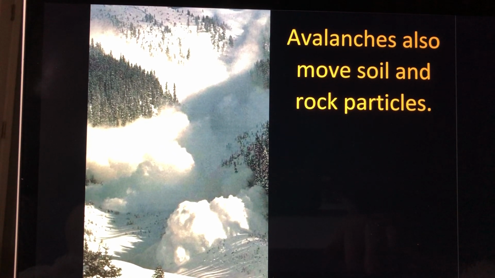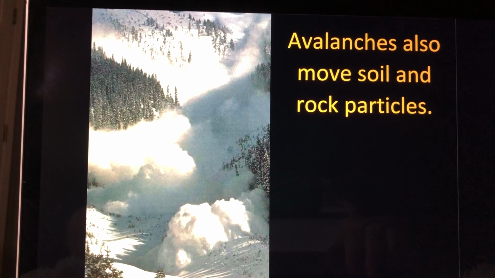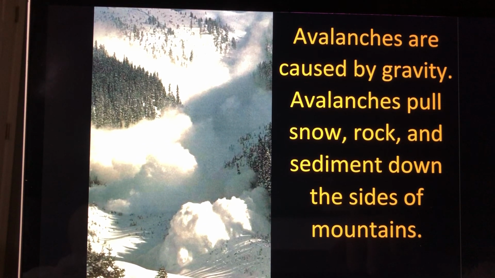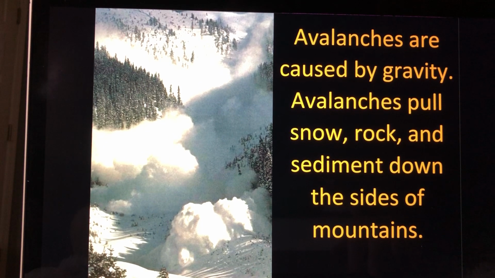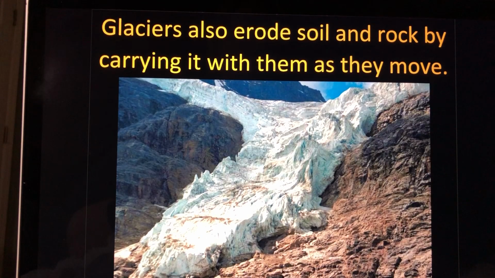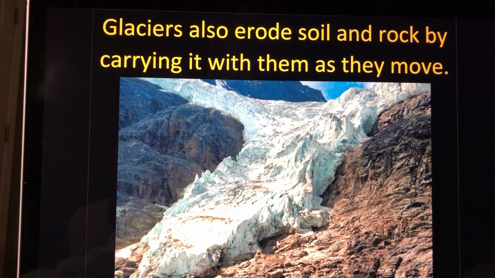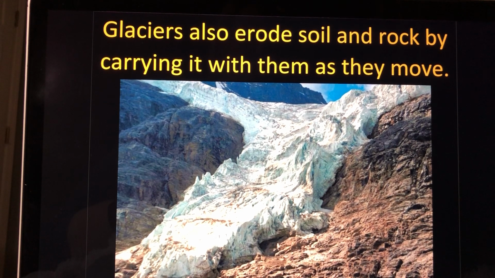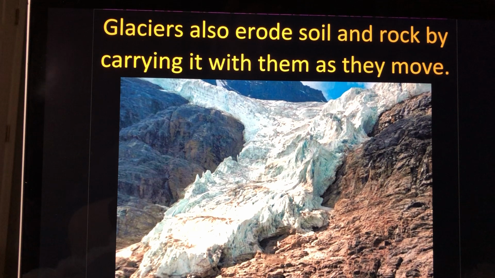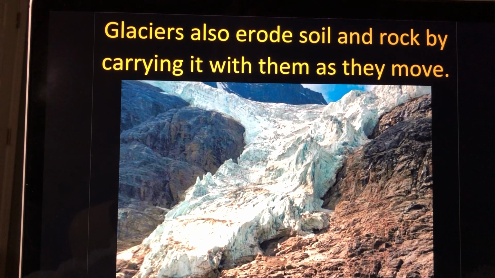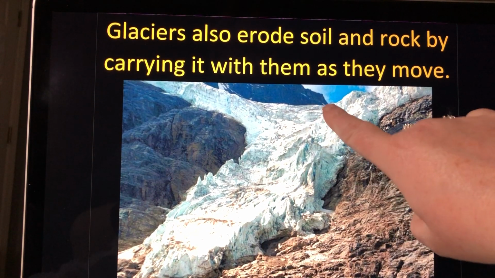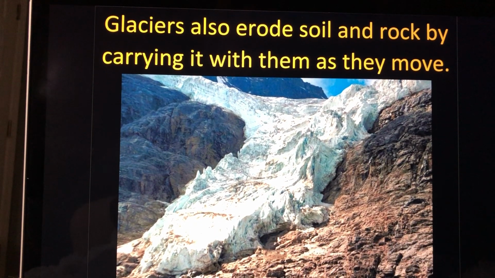Oh, here's something we haven't talked about. Avalanches. They also move soil and rock particles. That'd be scary to be in. Avalanches are caused by gravity. Avalanches pull snow, rock, and sediment down the sides of mountains. Here we have a glacier. They also erode the soil and rock by carrying it with them as they move. And they're moving because of gravity here. And so you can see some of them are dirty. Like, it's not a pretty one. It's just coming down here.